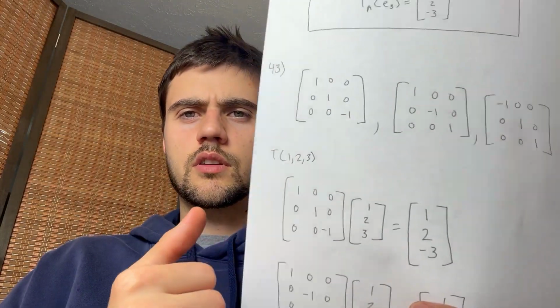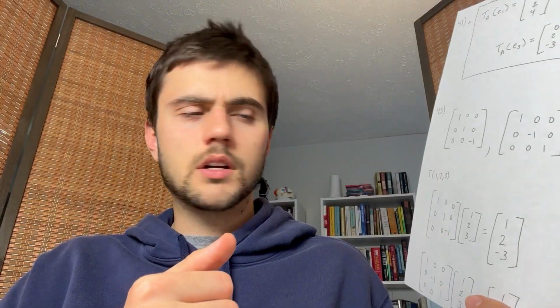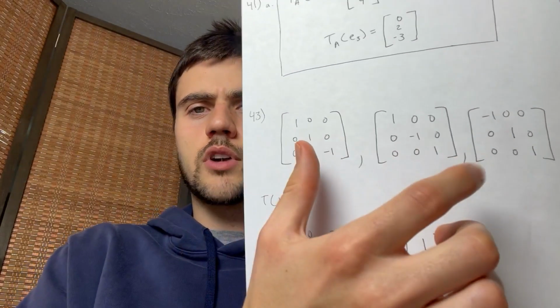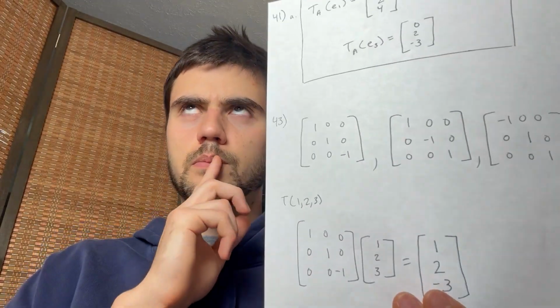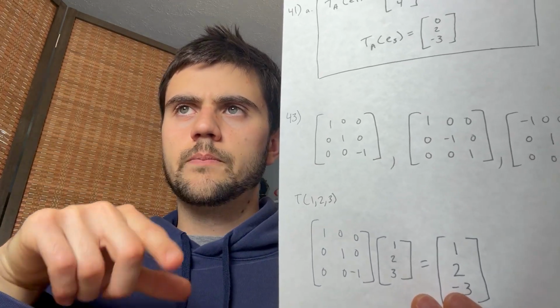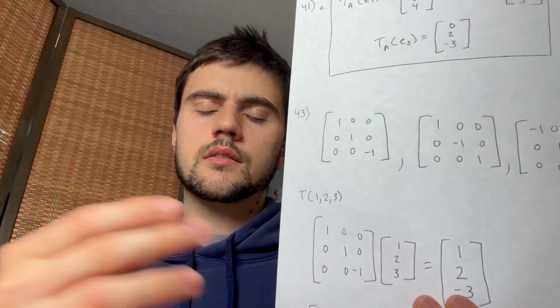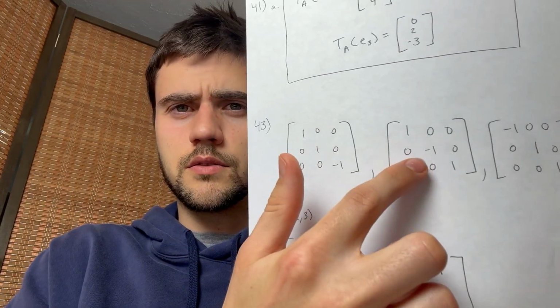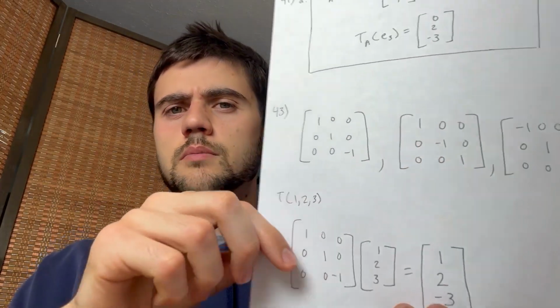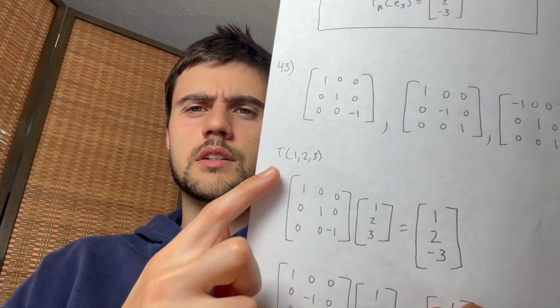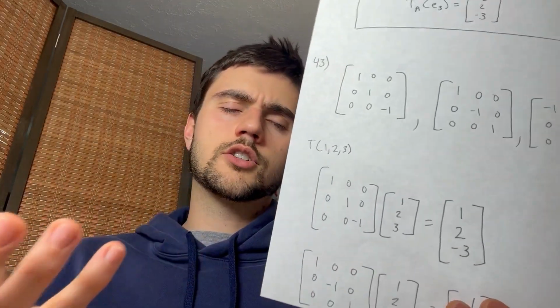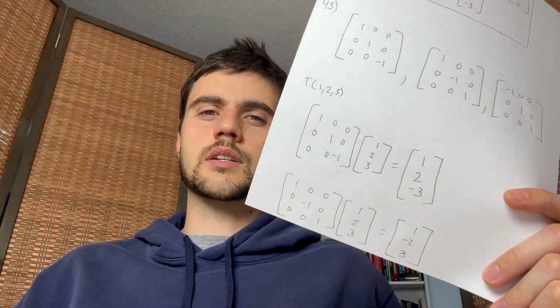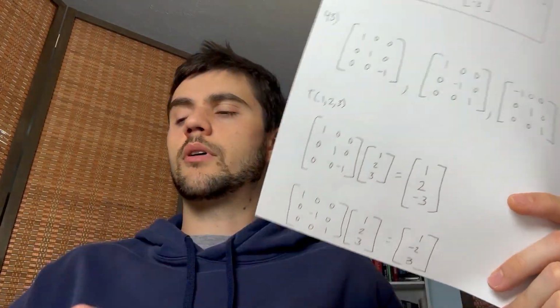And then 43 was the one I was working on last that I didn't quite finish. Given these 3 standard matrices that cause reflection in 3-space, this over the XY plane, this over the XZ plane, this over the YZ plane. Basically find T(1, 2, 3) and rationalize or convince yourself that it makes sense geometrically. So I'm not quite done with that, but yeah.